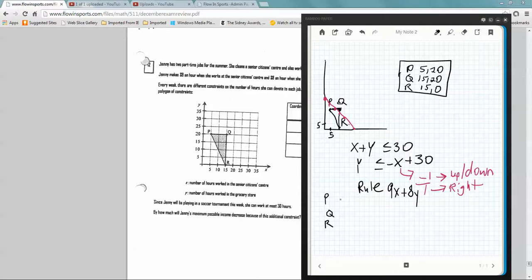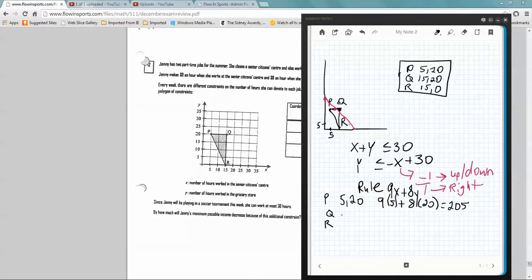Point P, as we know, is 5, 20. And the way you do that is 9 times X, which is 5, plus 8Y. Y now is 20. 9 times 5 is 45. 8 times 20 is 160. If you add them up together, you get 205.